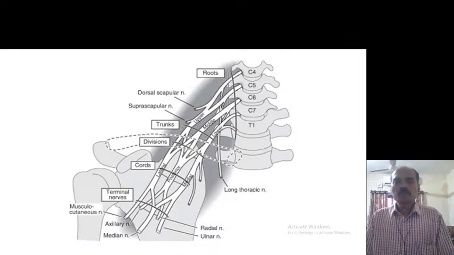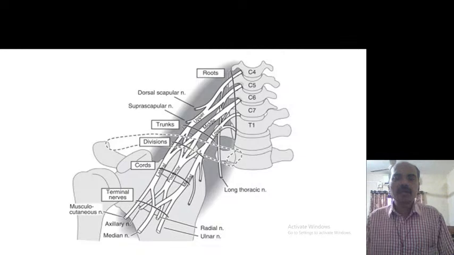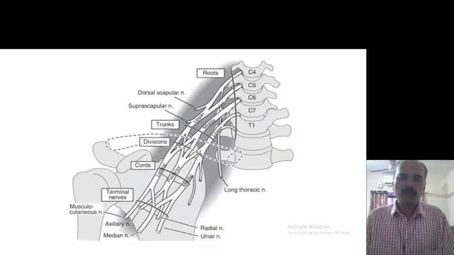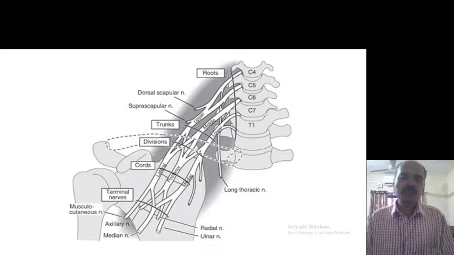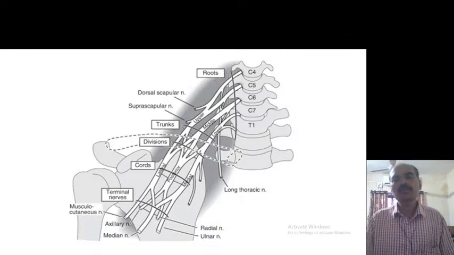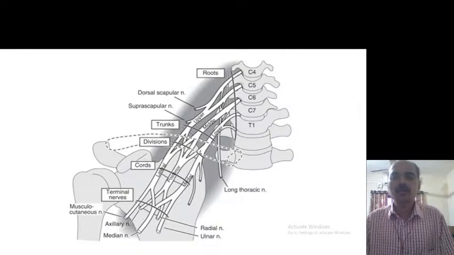Now, the back of the leg is supplied by the tibial nerve, whether it is the calf muscles or the deeper muscles. Calf muscles are supplied by the tibial nerve in the popliteal fossa, whereas the deeper muscles are supplied by the same tibial nerve but in the back of the leg, when it arrives.